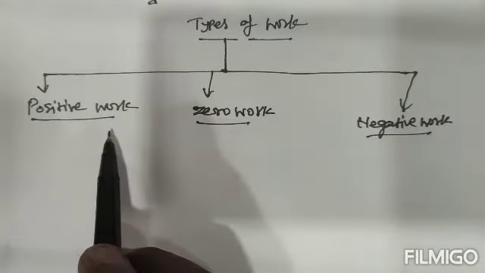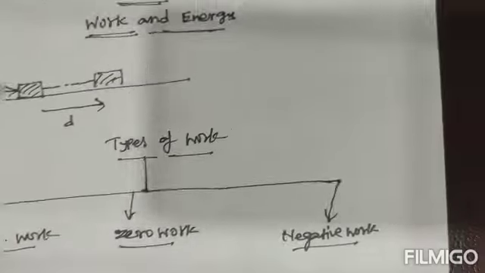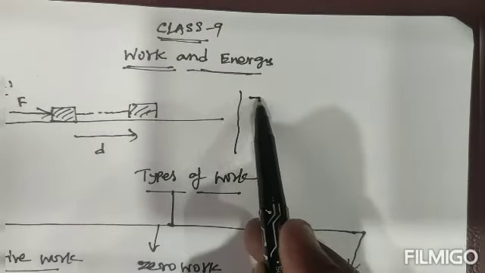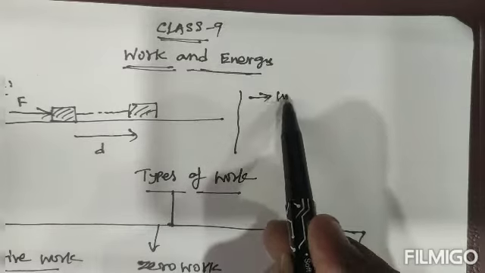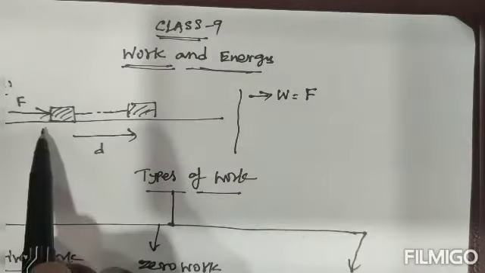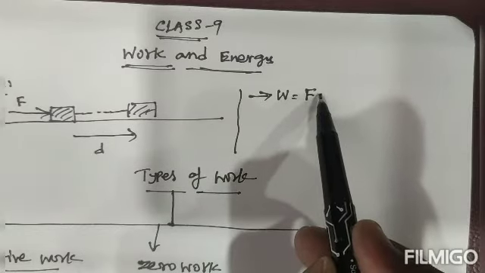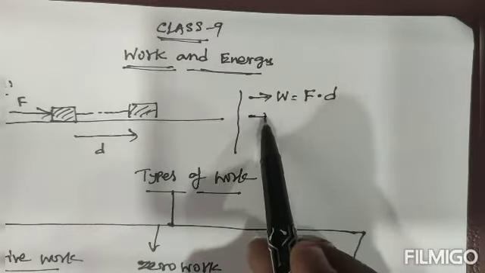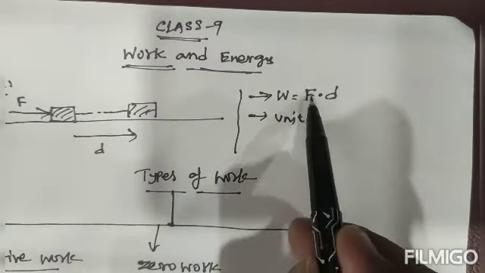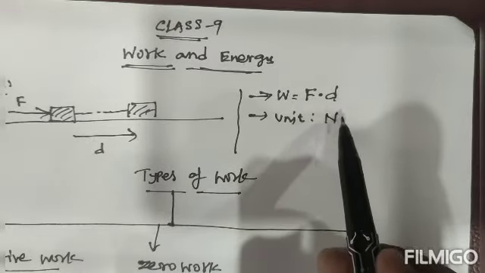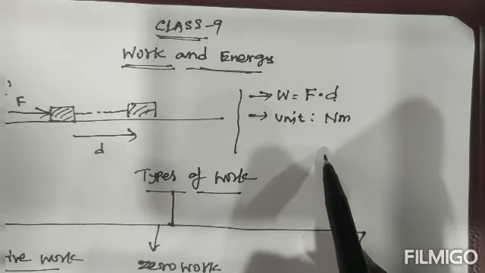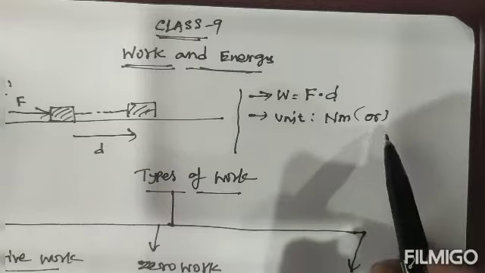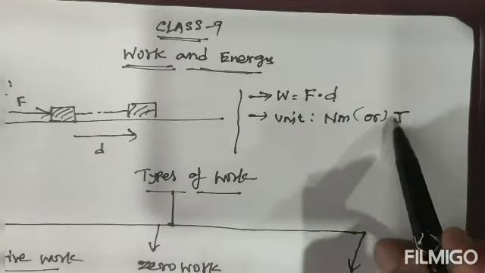Before going to discuss the types, I'll give some more information about the work. You know that the work done is nothing but applied force into displacement. So force into displacement, this is the general formula. The force unit is Newton, the displacement unit is meter, so the unit is Newton meter, or otherwise we can say one more unit, joule.